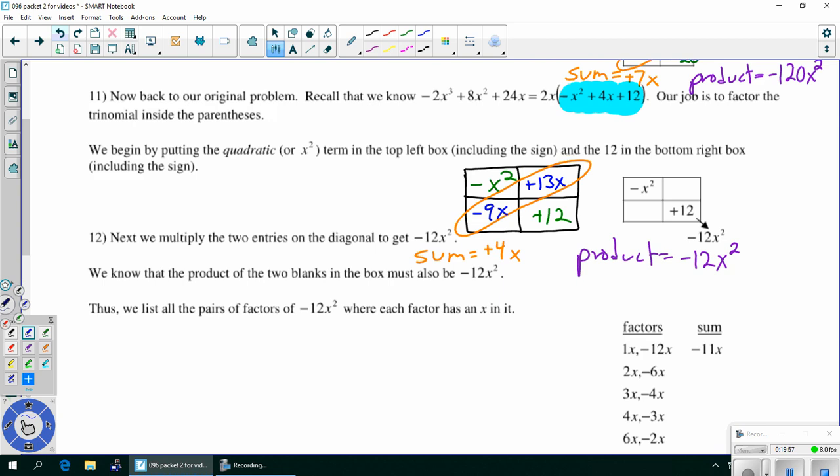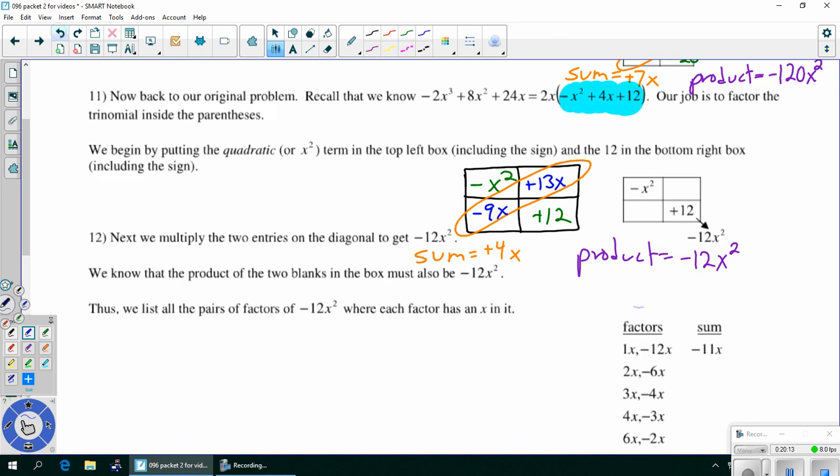What's the product of those two things? Well, let's see. 9 times 13. Of course, I do one I can't figure out. So that's 90 and 27. I think that's 117 with a negative. Negative 117x squared. Is that the product we were after? Sadly, no.